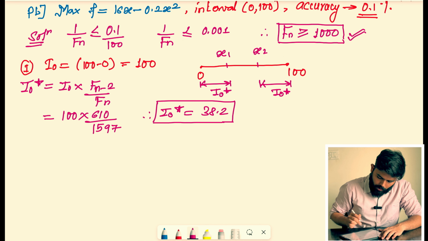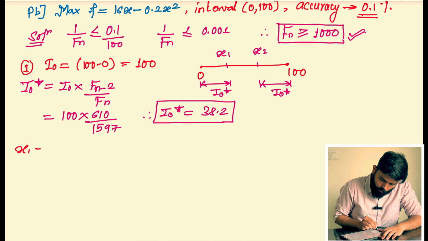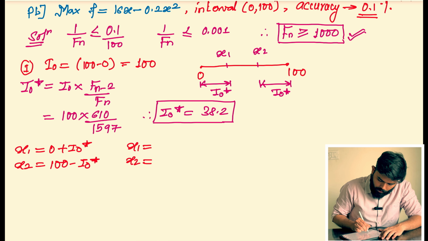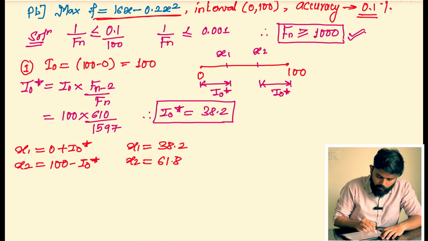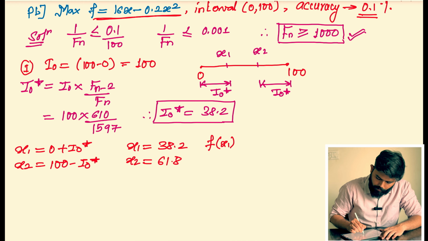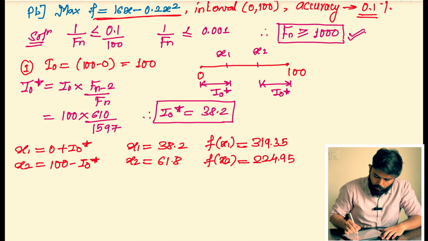Thus I0 star that we are getting is 38.2. Now mathematically, we can get the value of x1 as 0 plus I0 star and the value of x2 as 100 minus I0 star. So putting it in the equation, we have x1 and x2 as 38.2 and 61.8. We can put these values in the function which we are supposed to maximize. Thus we will get f of x1 equals 319.35 and f of x2 equals 224.95.